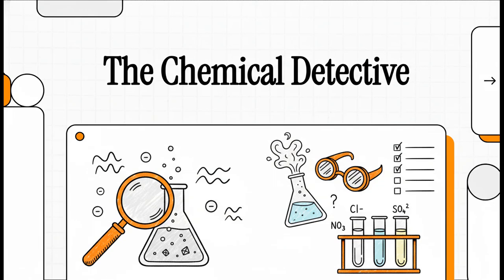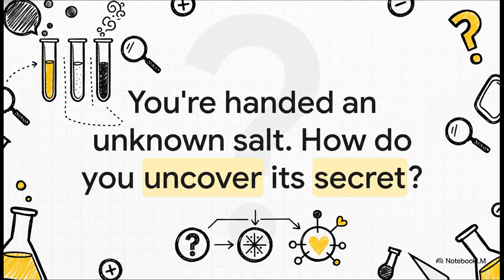All right, today we're putting on our detective hats and heading into the chemistry lab. Our mission? To crack the case of the unknown salt. And we're going to do that by systematically identifying what's called its acid radical, or as most chemists just call it, its anion. So picture this: you're in the lab and you're handed a vial of some mystery white powder.